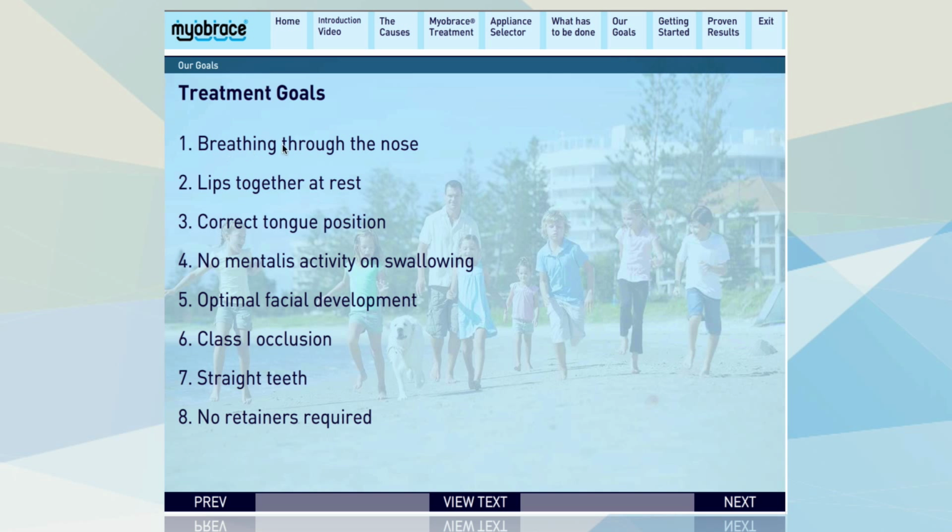So these are our goals. We go through it. The child must be breathing through the nose at all times. They also must have the lips together at rest with the correct tongue position. These three things really give us the following points, which is no mentalis activity, no pushing back with a reverse swallow on the teeth. That will give us good facial development, correct class 1 occlusion, and notice number 7 is straight teeth. It's not our priority, but it's the result of all these other things.